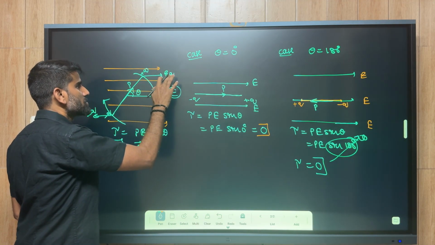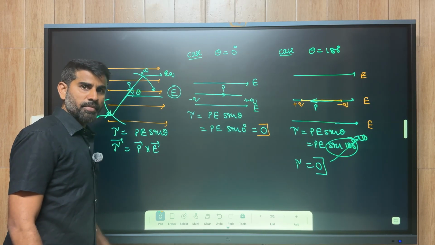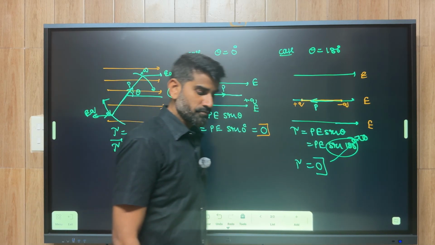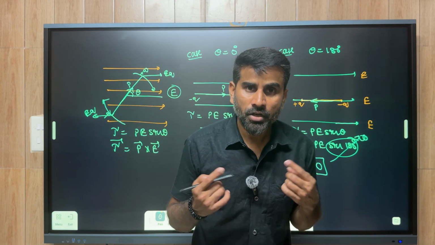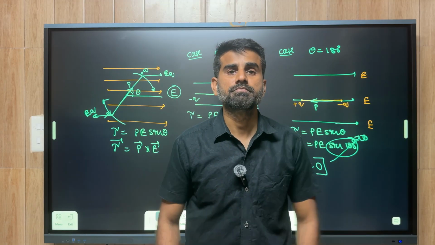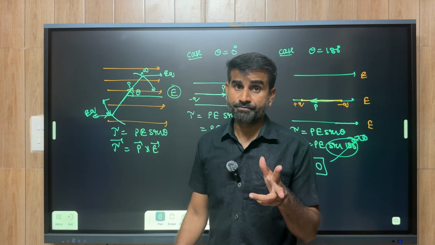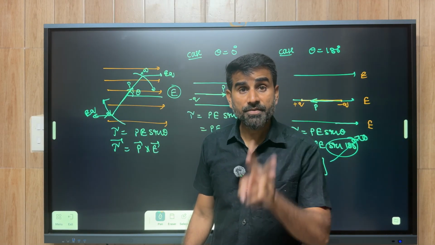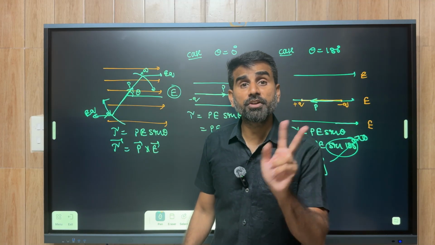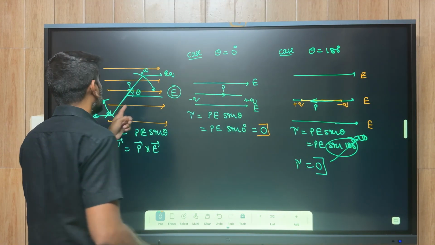What is the force on plus q charge? qE. What is the force on minus q charge? qE. Magnitudes are the same, qE and qE, acting in opposite directions, and these two forces are acting on the same body, the dipole. When the two forces acting on the same system, in our case the dipole, are equal in magnitude but opposite in direction, then the net force on the system must be 0.